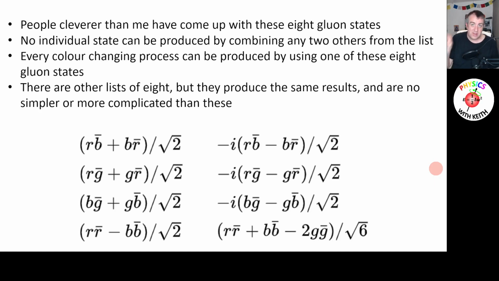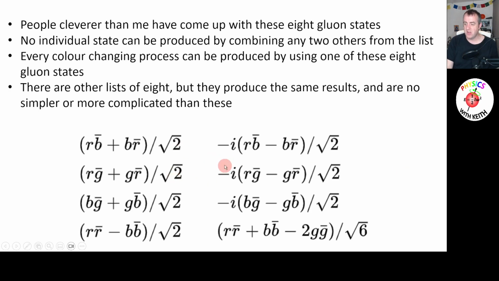I don't know this stuff. But people who do, people who have devoted years of study to this, maybe they're doing PhDs on this sort of stuff, have said that there are 8 unique gluon states. And you cannot create any one of these unique states by combining any of the others. This is one set of 8, but there are other ways of formulating the sets of 8 states.